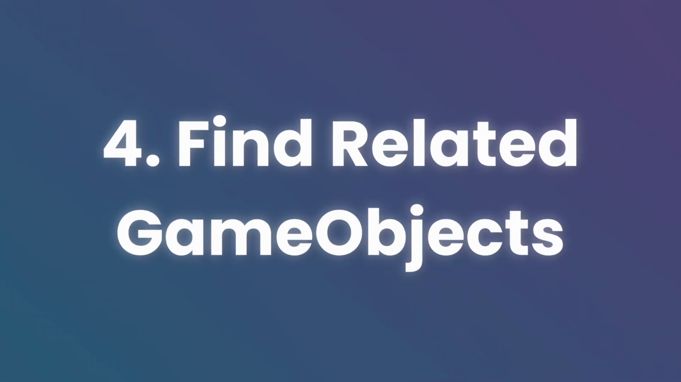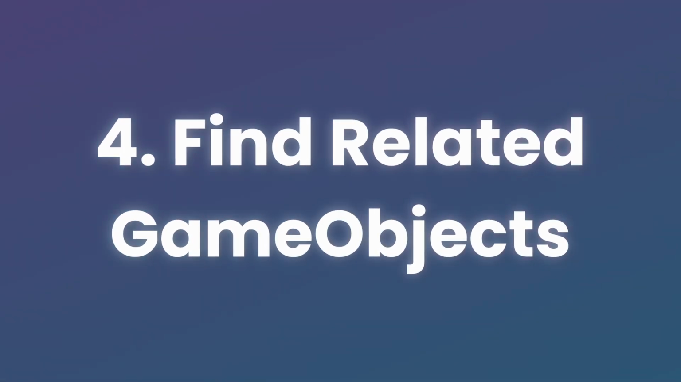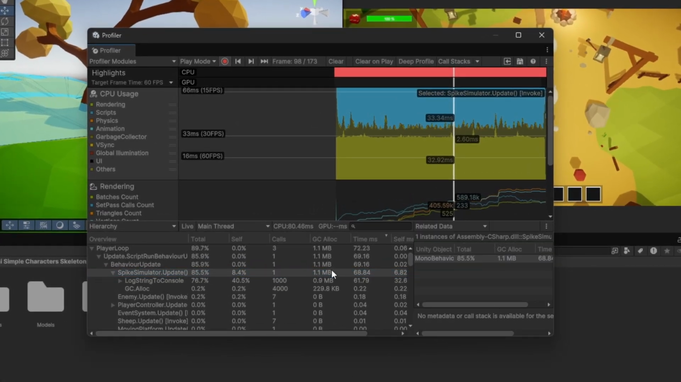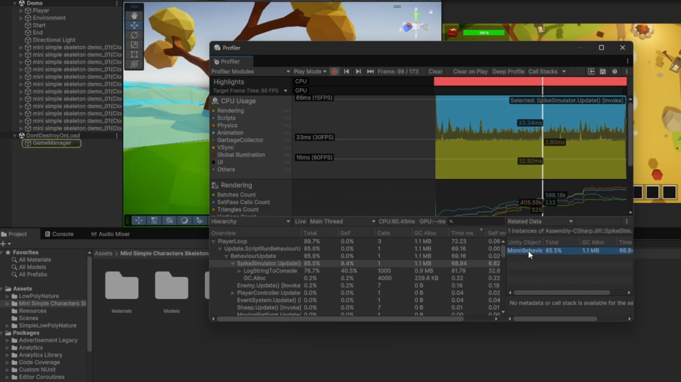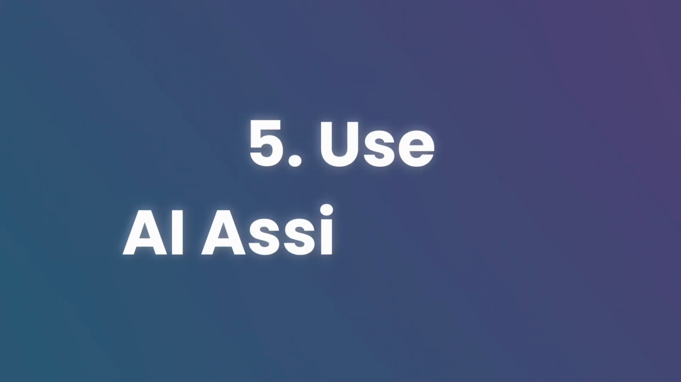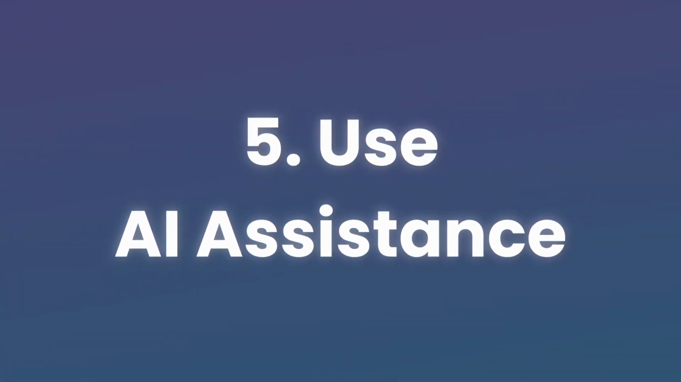Step 4 is to find related game objects, if any. Here is something really useful. Switch No Details to Related Data in the Profiler. This highlights any game objects linked to the issue. For Spike Simulator, if we select it, we see it's a part of the game manager. Really useful, right?